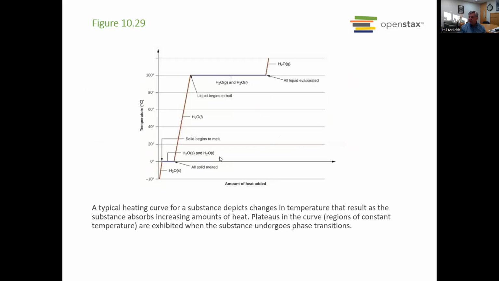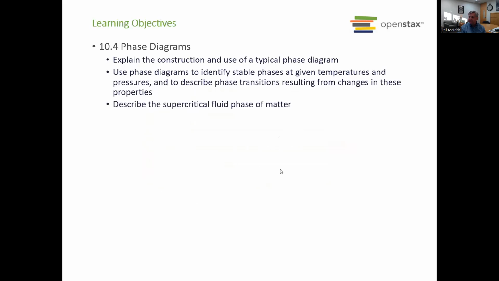So here's our little graph that we just talked about, the heating curve, where we had solid, then the melting is the plateau region. Then we have liquid, and we have the boiling point, and then we have all gas. So this is just a heating curve. Now, phase diagram.